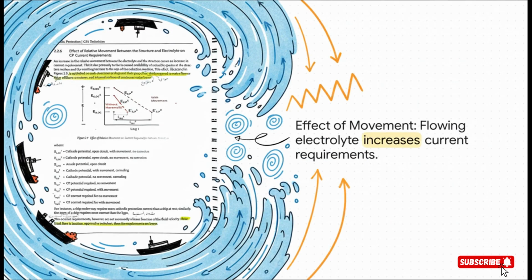And finally, we have to consider movement. If the electrolyte is flowing past the structure, think of seawater moving past a ship's hull, it's constantly bringing a fresh supply of reactants, like oxygen, right to the metal's surface. This constant resupply speeds up the corrosion reaction, which in turn increases our demand for protective current to overcome it.